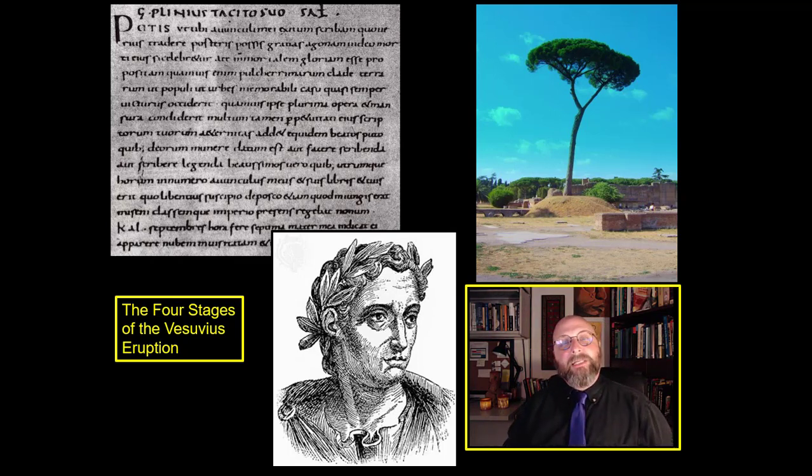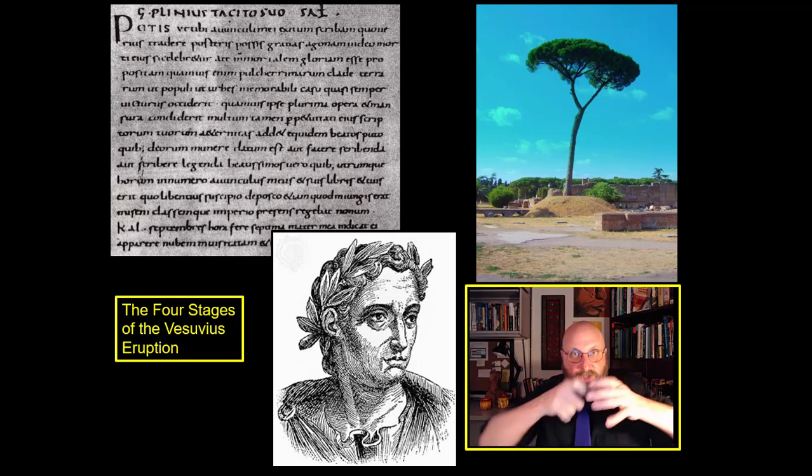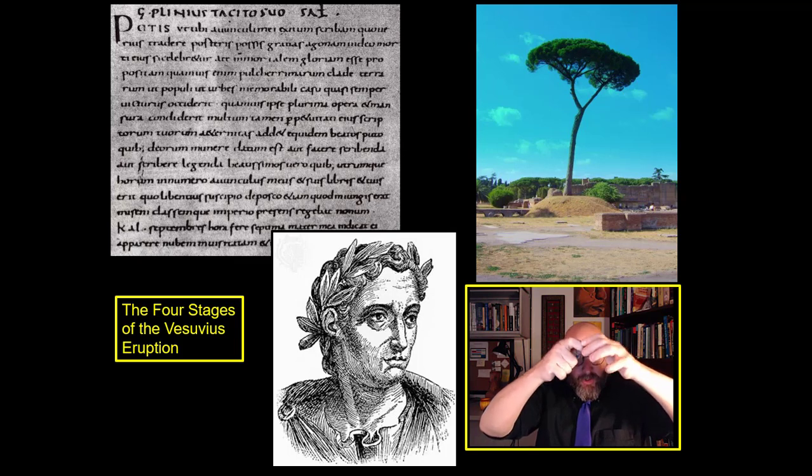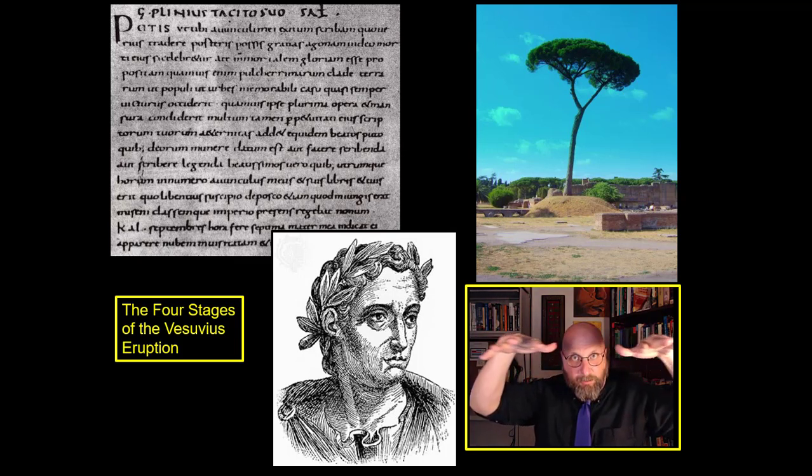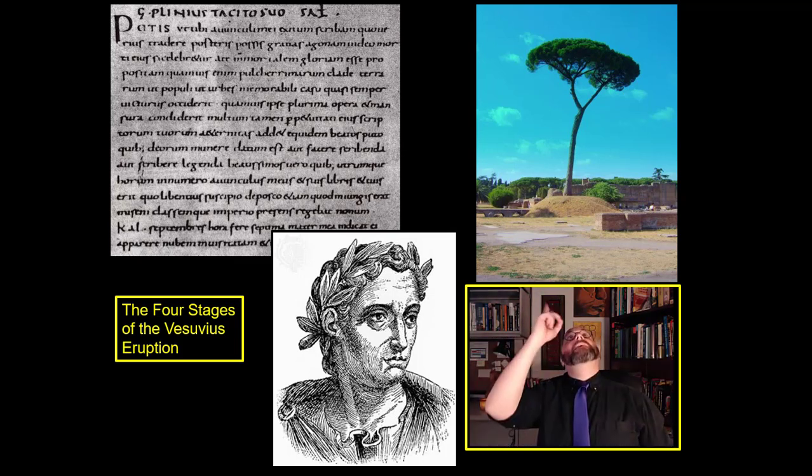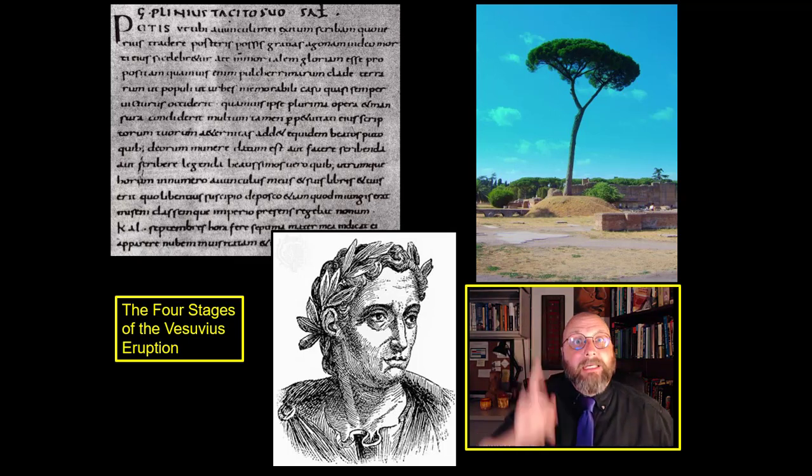And he describes it in 4 stages. Here are the first stages. Stage 1, the mountain explodes. It sends up a slender column of ash and gas, which reaches a certain height and then begins to spread out. That's the analogy to the umbrella pine. That's stage 1, the initial eruption.